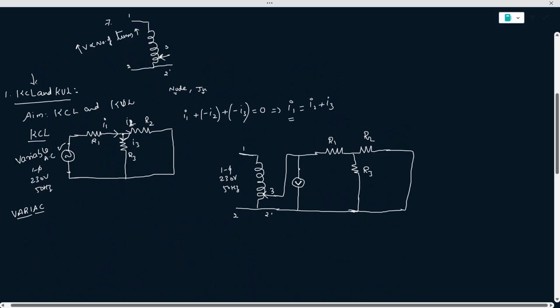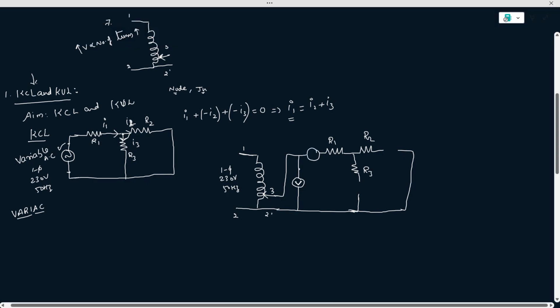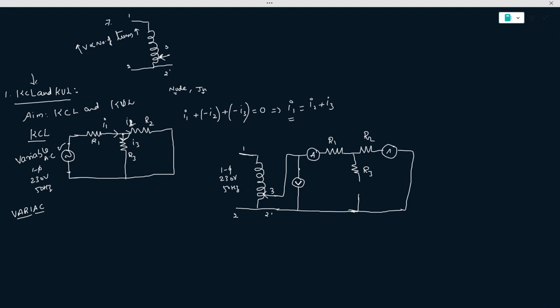So we need to place an ammeter here. Place an ammeter here. Place another ammeter here. Another ammeter here. So these are the ammeters.